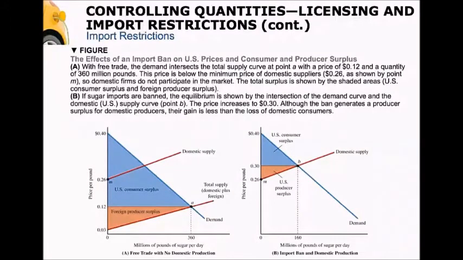What that would mean is there would be no foreign producers, and the only supply would be the domestic supply curve. If we only had a domestic supply curve, we would have a lower quantity of 160 million pounds of sugar per day at a higher price of 30 cents. What would happen to surpluses? Well, U.S. consumer surplus would shrink. Producer surplus for domestic producers would rise, but the foreign producer surplus would disappear.